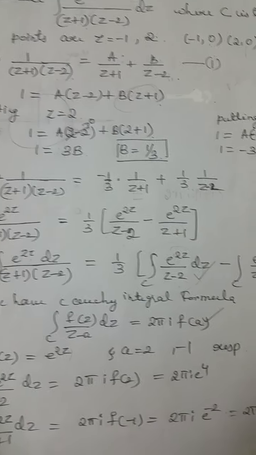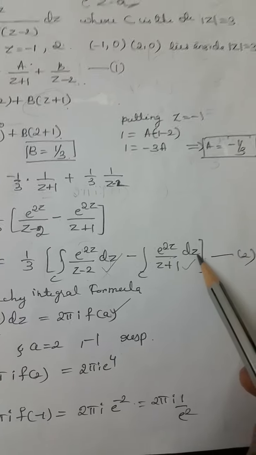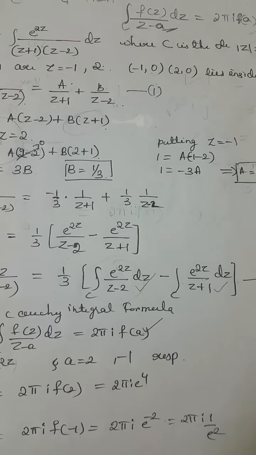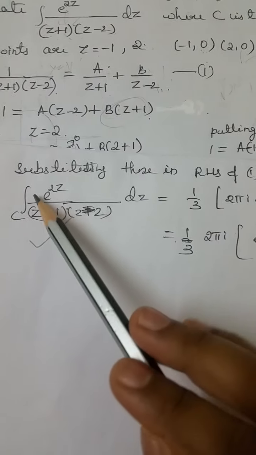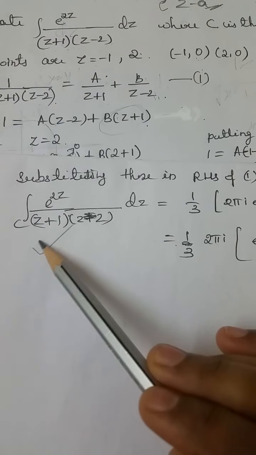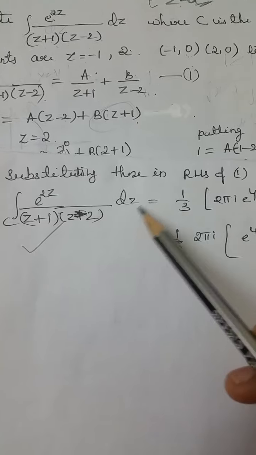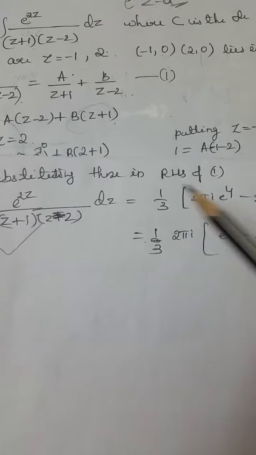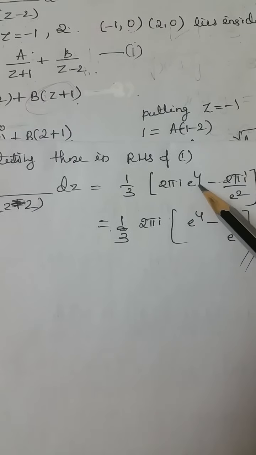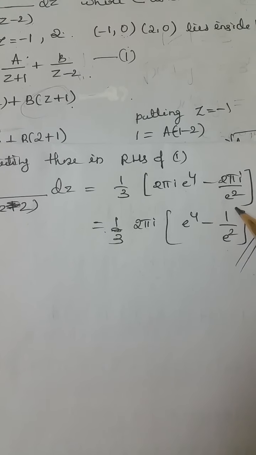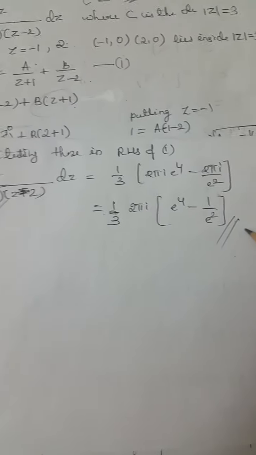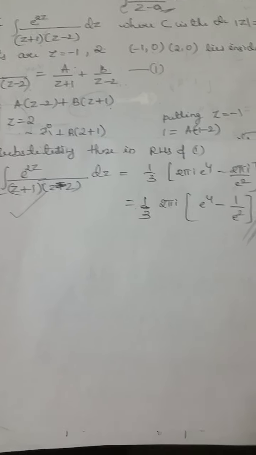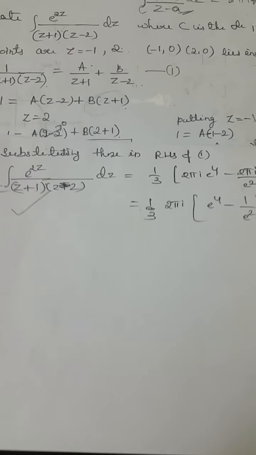So let us substitute these two values in equation 2. When you substitute in equation 2, you will get the integral of e raised to 2z upon (z plus 1)(z minus 2) dz, right, and the left hand side is the same, equal to 1 by 3 times 2 pi i e raised to 4 minus 2 pi i upon e square. So you can take 2 pi i common. This is the required answer for the given function.